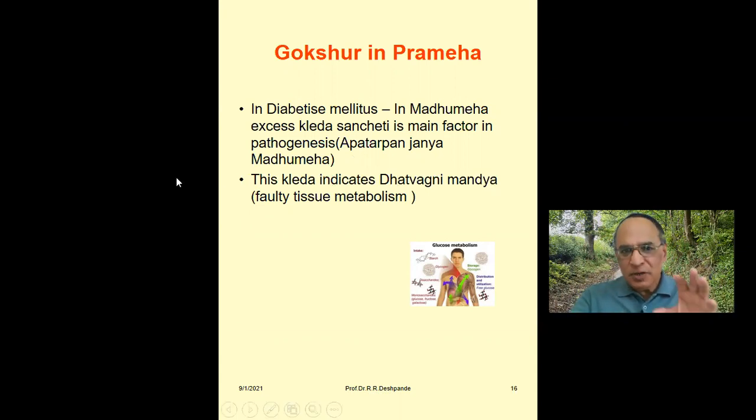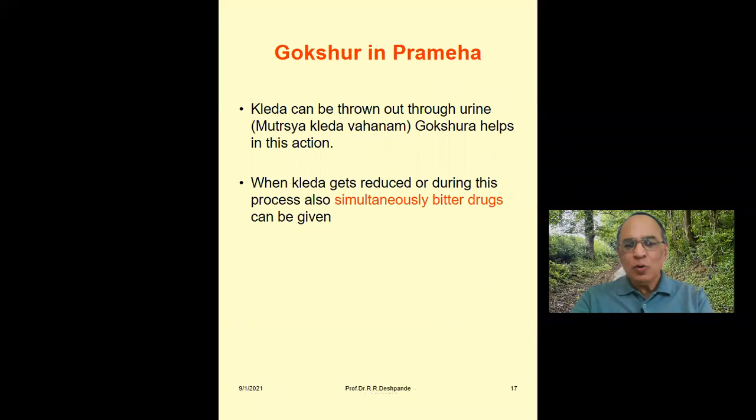In this particular kleda indicates that there is dhatvagni mandya. And what is dhatvagni mandya? Defective fatty tissue metabolism. Dhatvagni mandya, defective fatty metabolism. Gokshur is used in Prameha. Kleda can be thrown out through the urine because mutrasya kleda vahanam is a main function. Gokshur helps in this particular action.